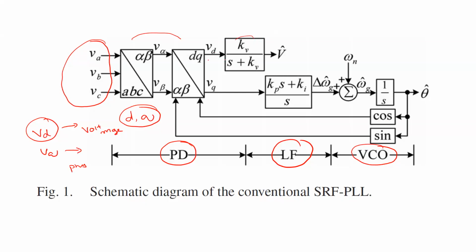So what exactly is this block, kp s plus ki over s, plus 1? What is the transfer function of this?